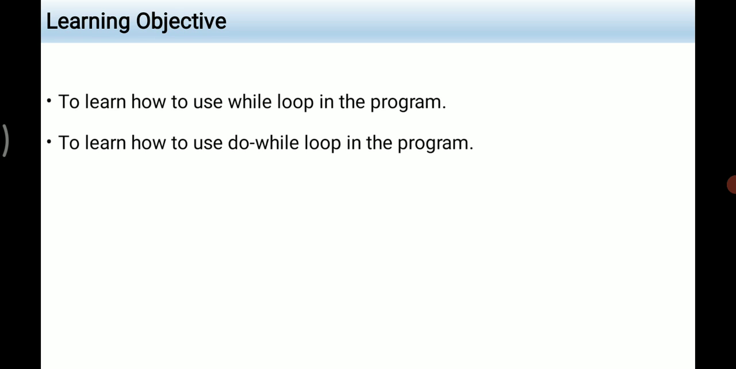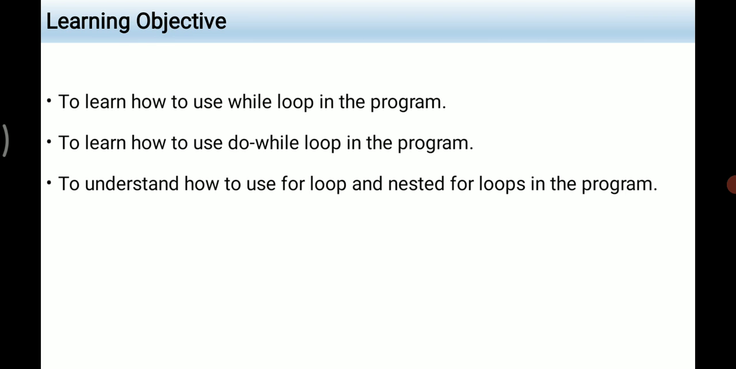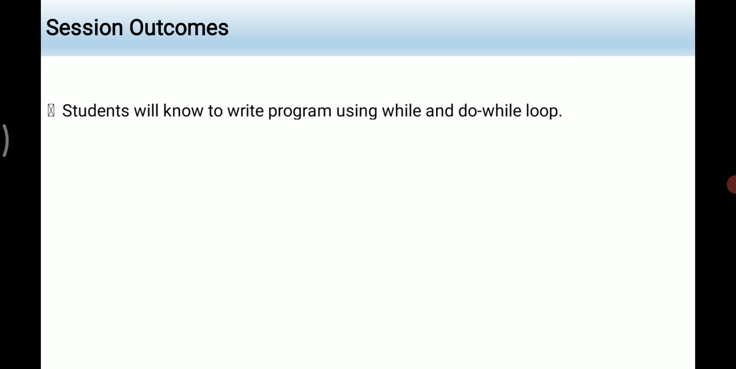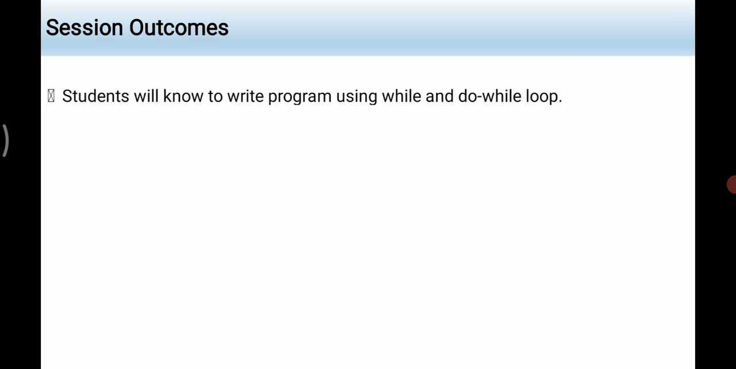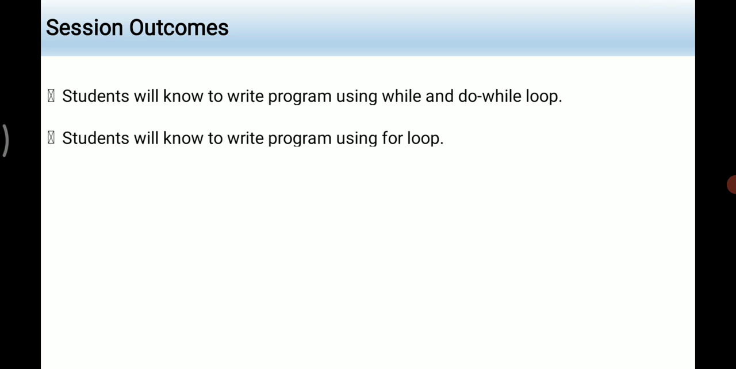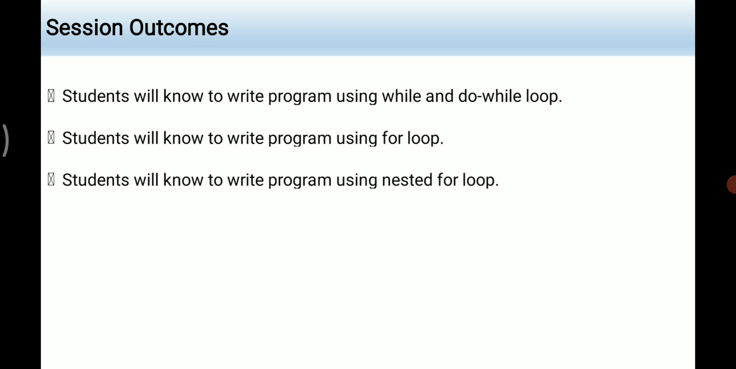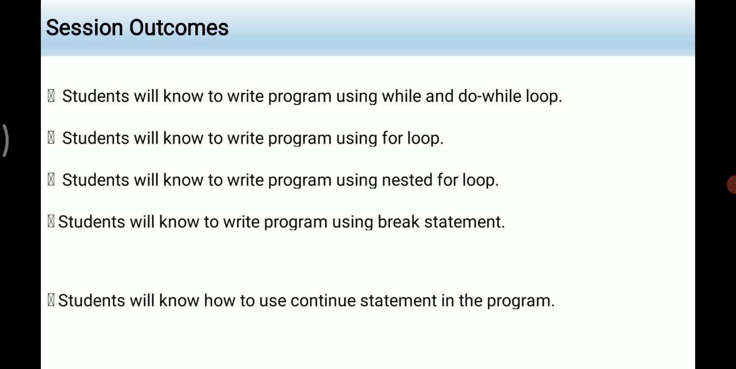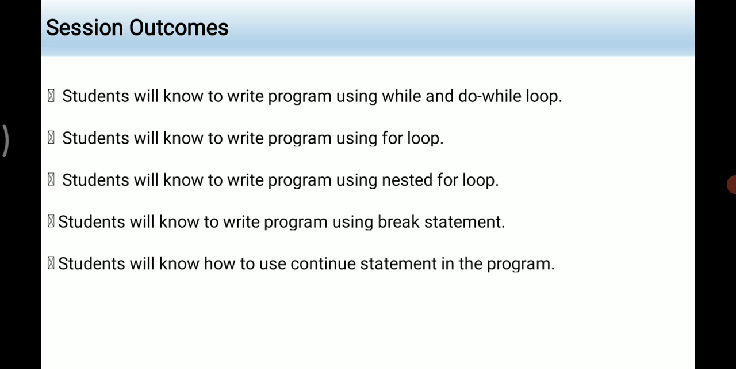We learn how to use the while loop in the program and how we can use the do while loop, the for loops, nested for loops, and how to use the break statement and how to use the continue statement in the program. So the session outcomes are, you know how to write the program that is using the while loop and the do while loop, and you know how to write the program using the for loop as well as the nested for loop, and you know how to write the program using the break statement, and you know how to write the program using the continue statement.